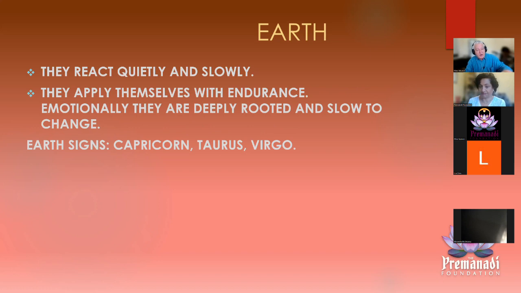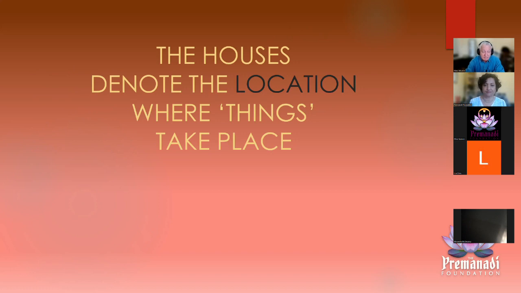Earth signs, they react quietly and slowly. They apply themselves with endurance. Emotionally, they're deeply rooted and they are slow to change. Once an earth person has made up their mind to do something, you're just not going to go in and entice them to change course. That doesn't happen that quickly with earth signs. Capricorns are earth signs. Taurus are earth signs. Virgos are earth signs. Mao Zedong, for example, was a Capricorn. So was our friend Elvis Presley. So they are very steady signs, elements. All right.